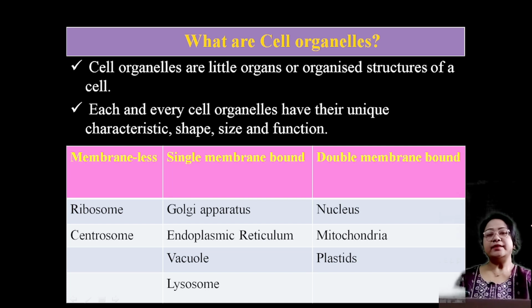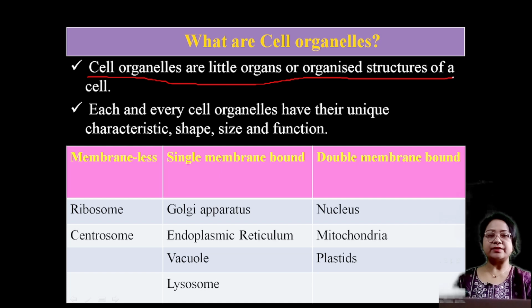So what are cell organelles? Cell organelles are little organs or organized structures of a cell. So inside a cell we have the nucleus, and there is a jelly-like substance also called the cytoplasm. Okay, we have studied this before.